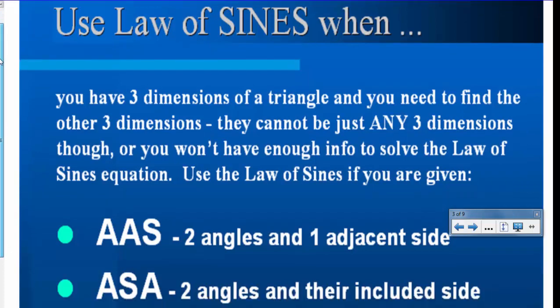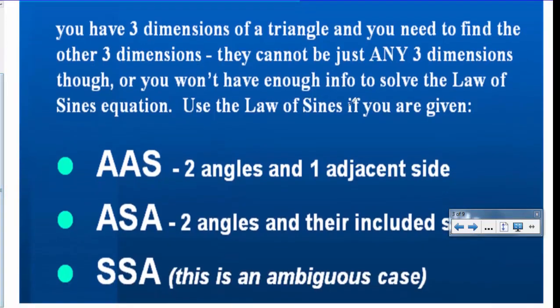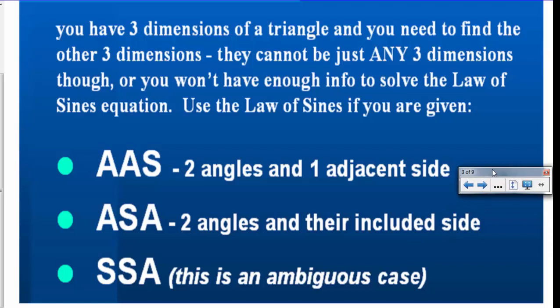These are the same formulas that both work the same way. When to use the law of sines? We use the law of sines when you have 3 dimensions of a triangle and you need to find the other 3 dimensions. They can't just be any 3 dimensions though, or you won't have enough information to solve using the law of sines equation. So we use the law of sines if you're given the following: 2 angles and one side that's adjacent or next to the angles, 2 angles and their included side between the 2 angles, or what they call an ambiguous case, which is 2 sides and an angle.